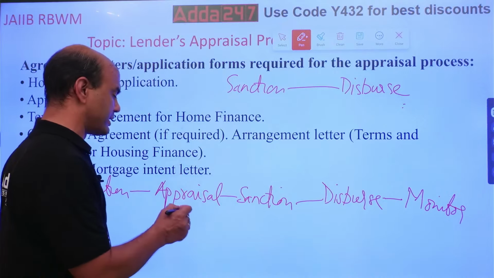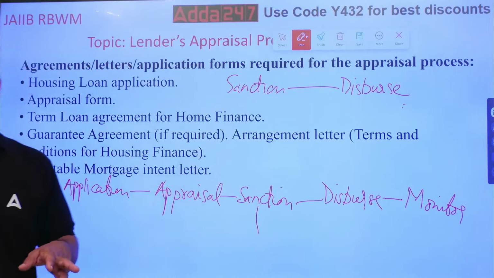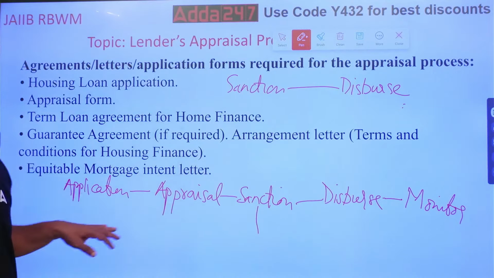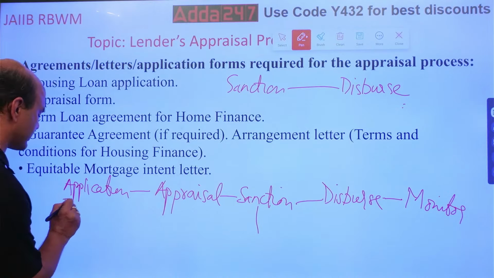Sanction and disburse, up to this step, you do all the things. What do I do in this? I first check the financials of that customer.